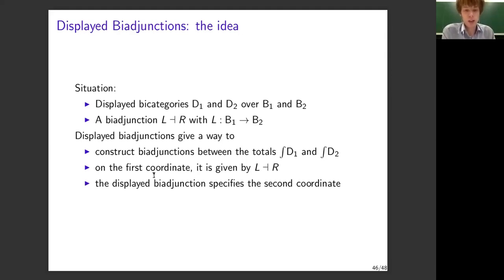Well, we use them to construct a bi-adjunction between the totals, such that on the first component, it is given by the bi-adjunction we already had. And the displayed bi-adjunction specifies the second component. It does not say anything about the first component, that is just the one we already had. It just says something about the second component.